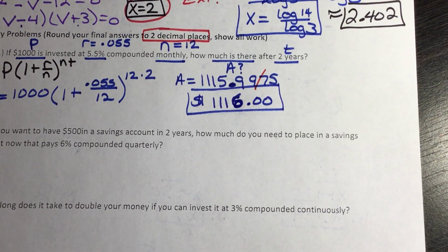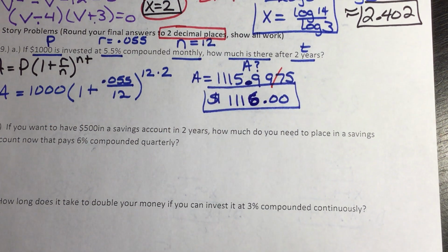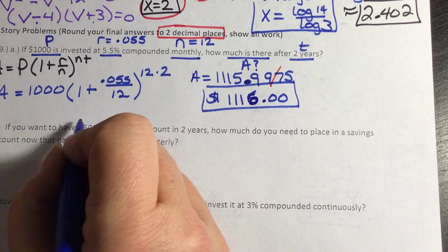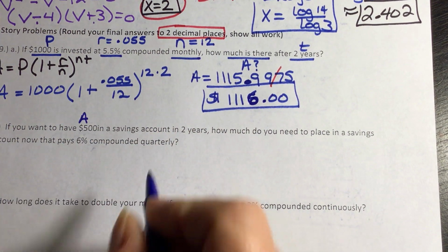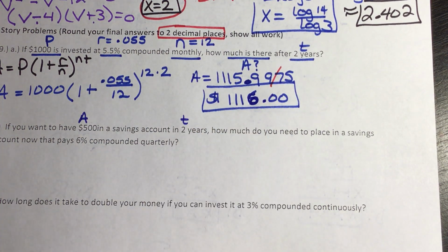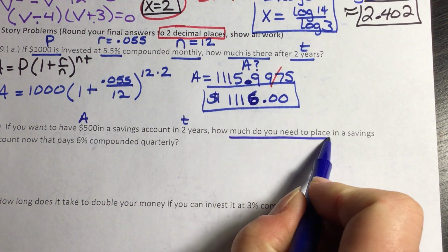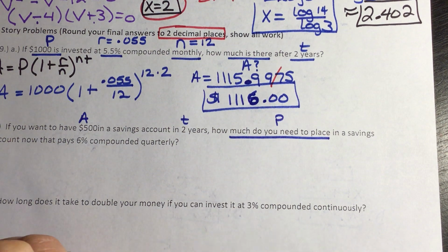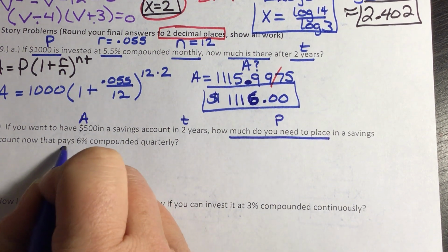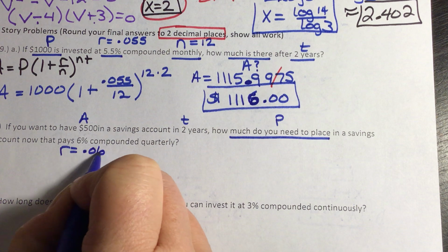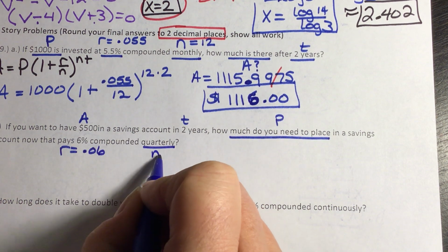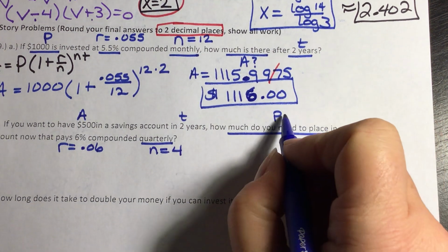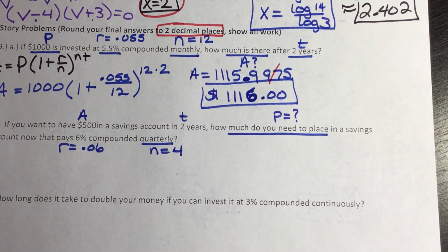In Part B, it says you want to have $500 in your savings account after 2 years. So this is the amount that you want when your time is 2 years. How much do you need to put in the account? That's my principal, that pays 6%, so my rate is 0.06, compounded quarterly, so n is 4. So I'm trying to find out P here.